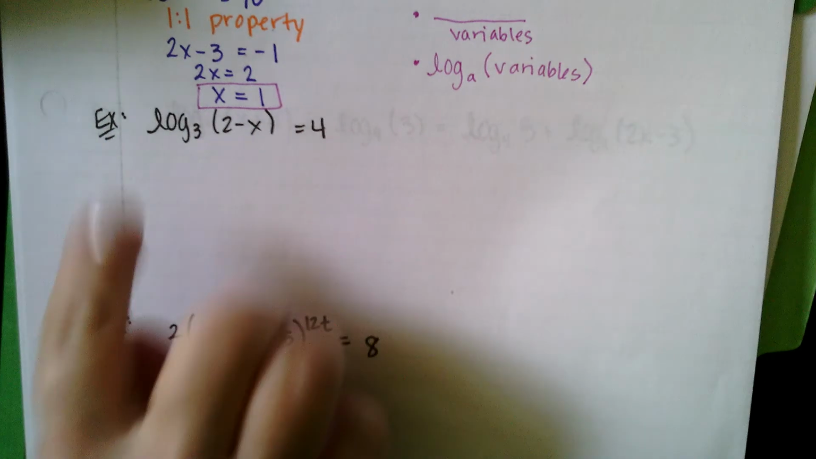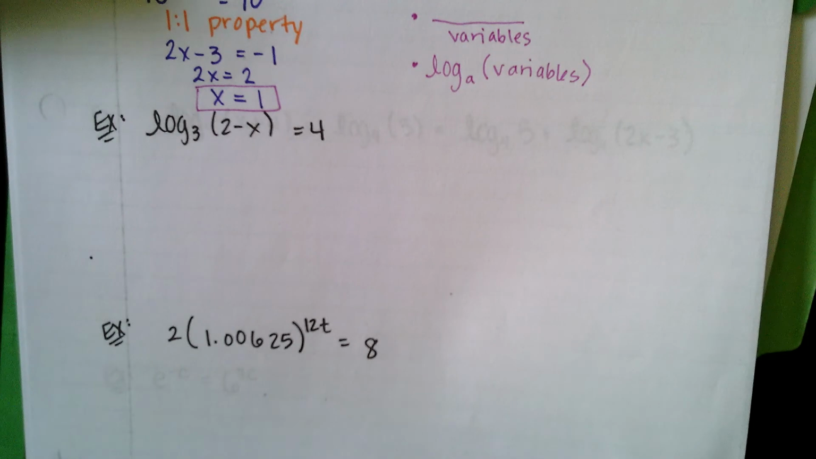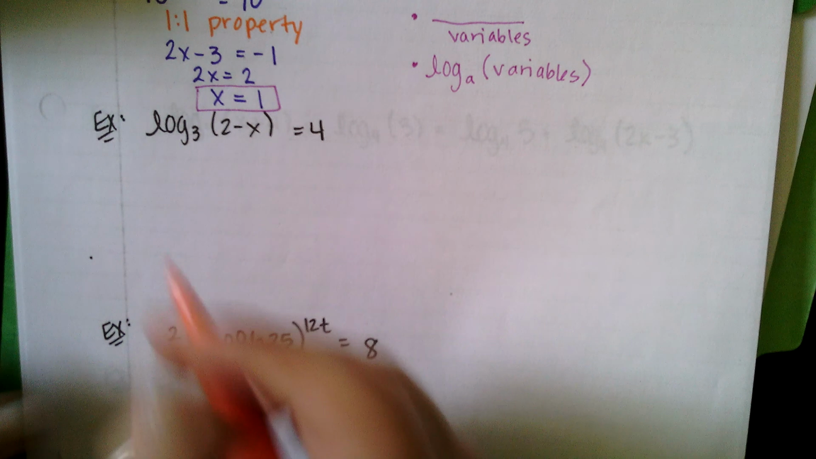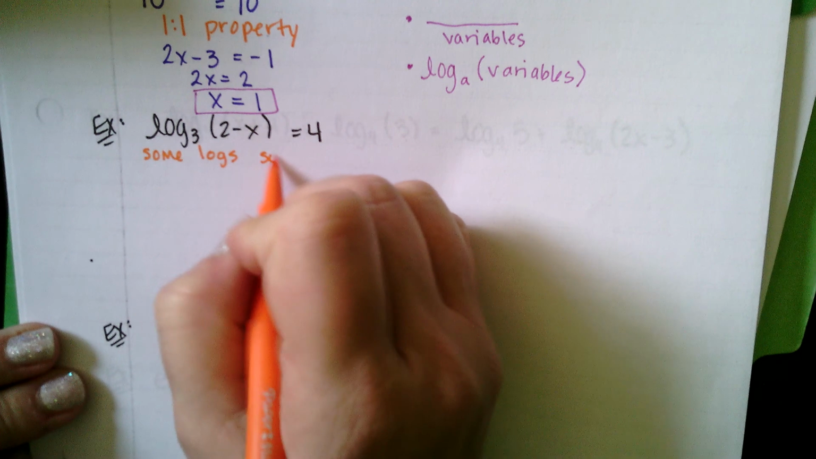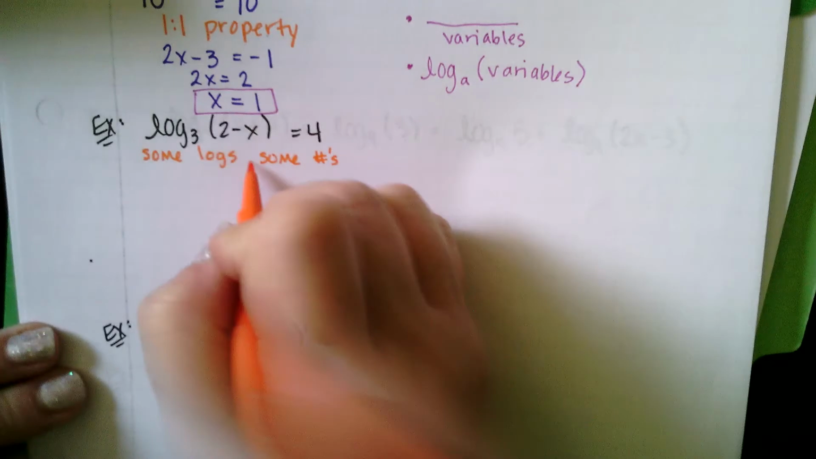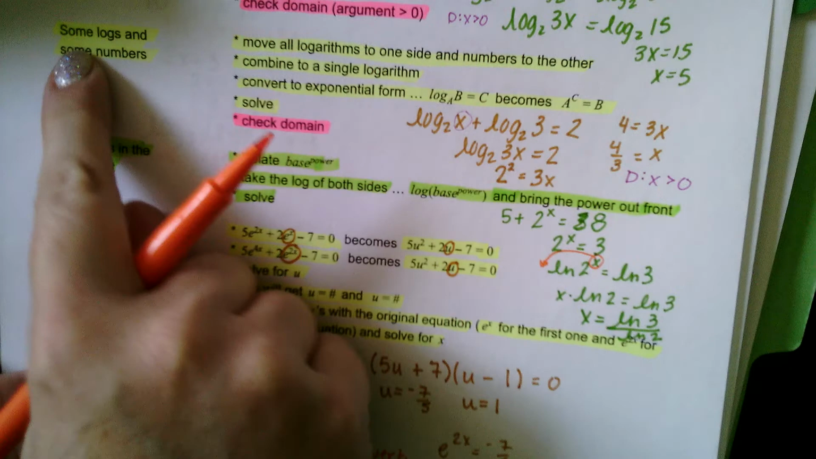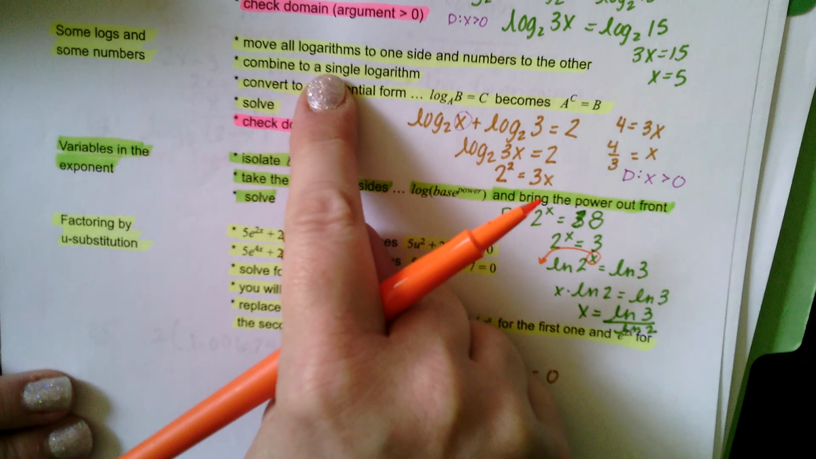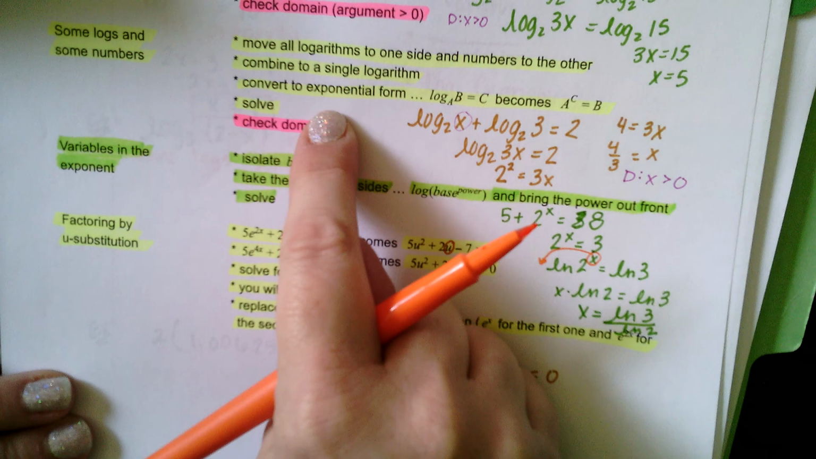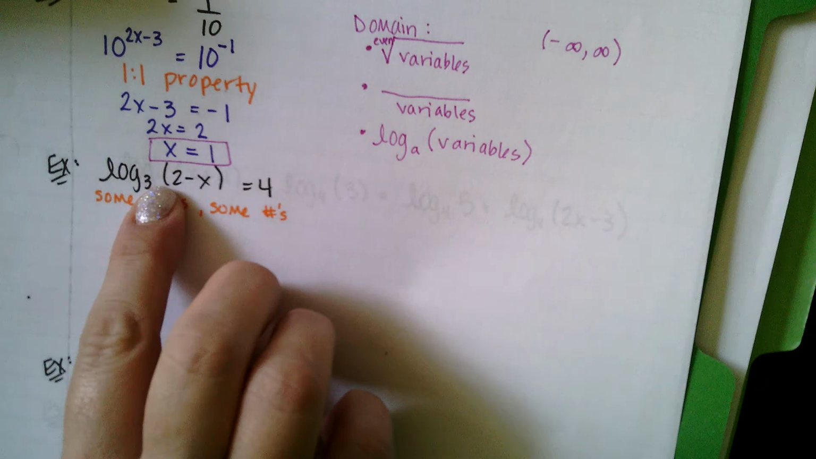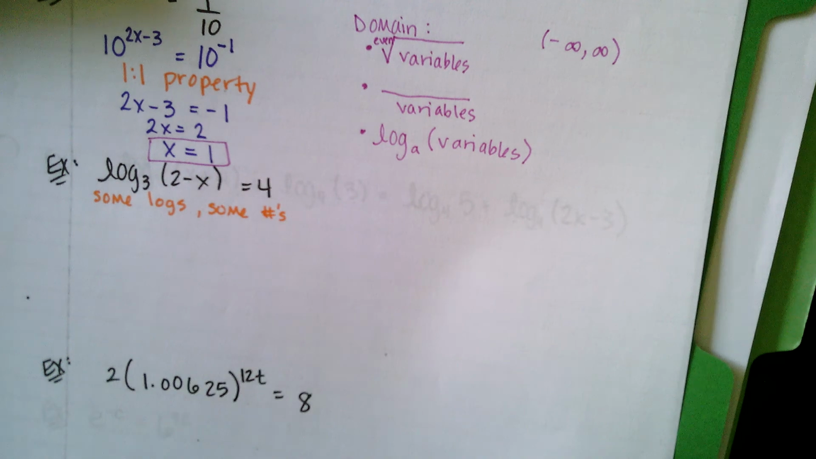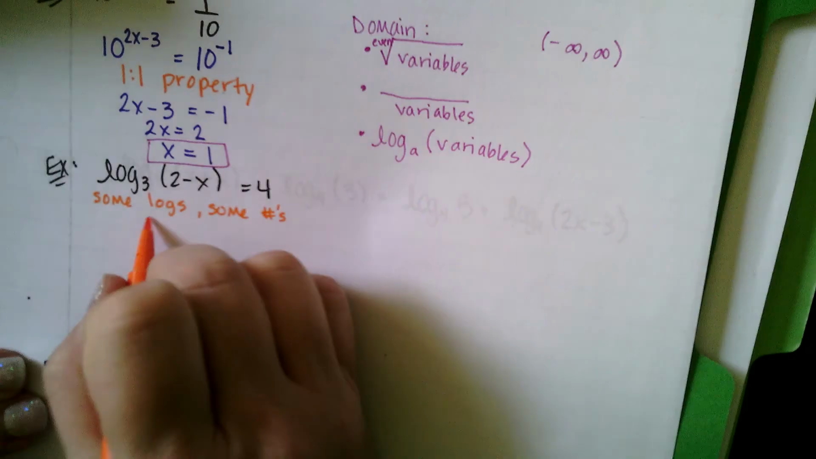All right, next problem. Log base 3 of 2 minus x equals 4. This one is some logs, some numbers. So our strategy on some logs and some numbers was to move all the logs to one side, numbers to the other, combine to a single logarithm, and then convert. So we already have it combined to one log, and all the numbers are on the other side. So we are ready to convert.